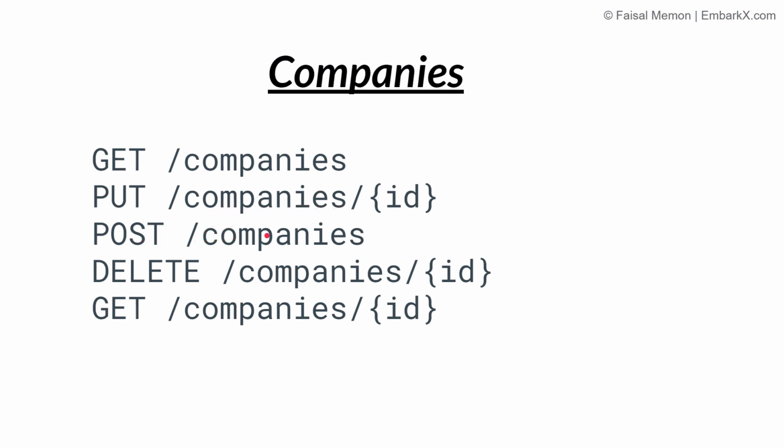Then we have post request on /companies, wherein we will have the company object in the request body, and that will help us save the company. Then we have the delete request, where with the help of ID over here, we are deleting a specific company. And then we can get the companies with the help of ID as well. So this is the company API structure. These are all the APIs that we are going to define.